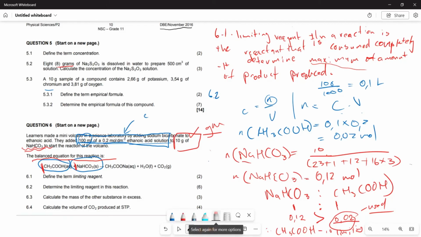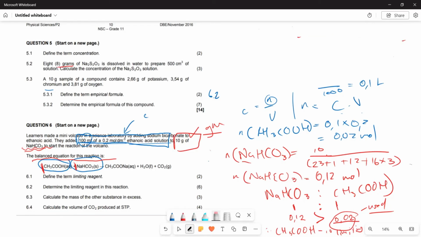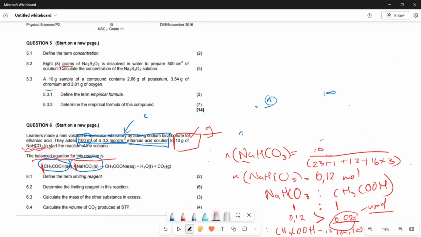Now, let's continue with this question. Let me just wipe in here, because some of the things that are in there we might be required to use in the following question. So let's wipe here and leave the ratios and everything that we've just calculated. Now we are going to calculate for 6.3. In 6.3, they say calculate the mass of the other substance in excess.